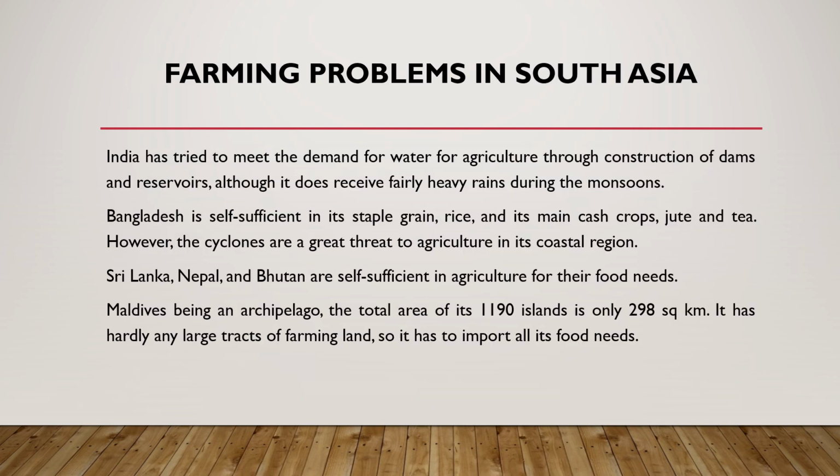Next topic is, now we discuss the farming problems in South Asia. In all the previous classes we discussed the farming problems related to Pakistan, and now firstly India. India has tried to meet the demand for water for agriculture through construction of dams, barrages and reservoirs. The land resources in India are affected by deforestation and soil erosion, and overgrazing turns land into a desert.